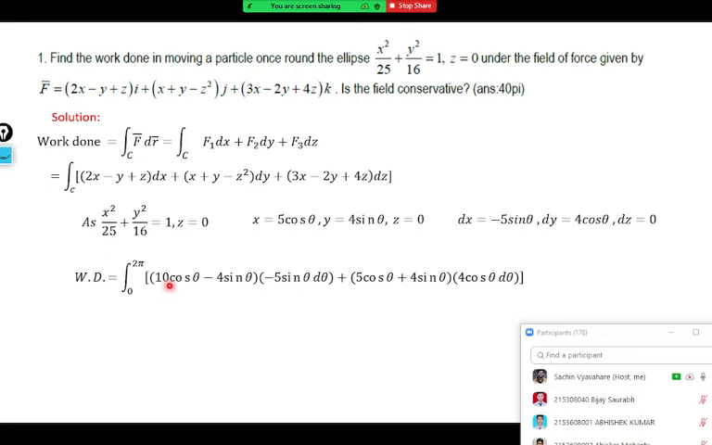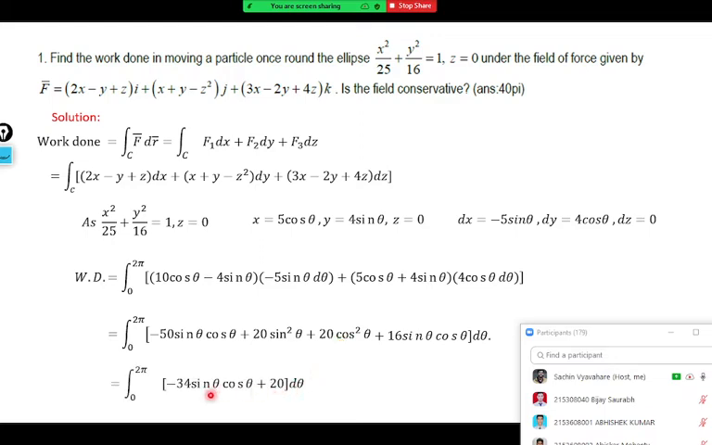Now to simplify, take d theta outside, and you'll observe this is 10 into 5, that is minus 50 sin theta cos theta. This is 20 sin square theta. Here is 20 cos square theta. Let me try the simplification here: term by term multiplication with d theta taken common. These two terms can be simplified with the identity sin square plus cos square is 1, and we get this term here, because 16 minus 50 is minus 34, and this is 20. So it is a simple calculation.